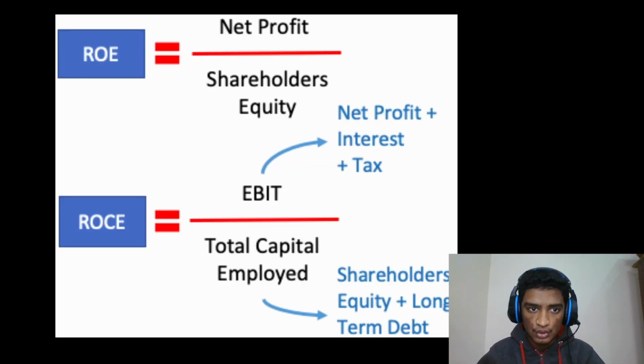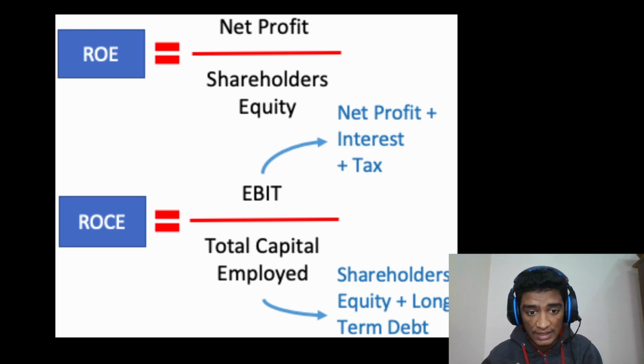Now if we compare the two, you will see for return on equity, we simply take net profit and divide it by the shareholders' equity. However, in case of return on capital employed, we are looking at earnings before interest and tax, which we also call EBIT. So EBIT is nothing but net profit plus interest and taxes, because your net profit has already had interest and taxes deducted from it. But here for ROCE, we are looking at earnings before interest and tax. So you take your net profit, add interest and taxes, and divide it by the total capital employed.